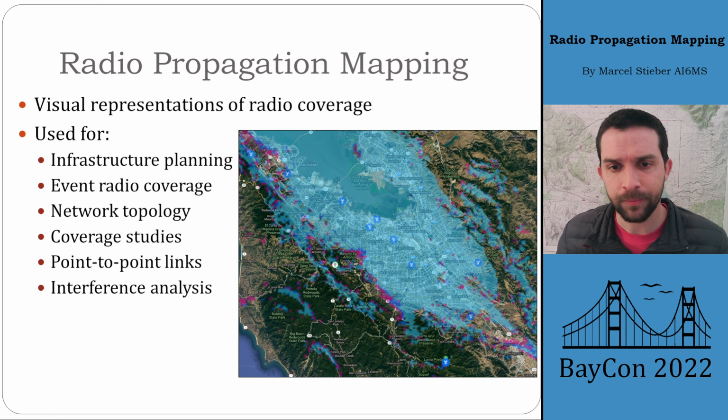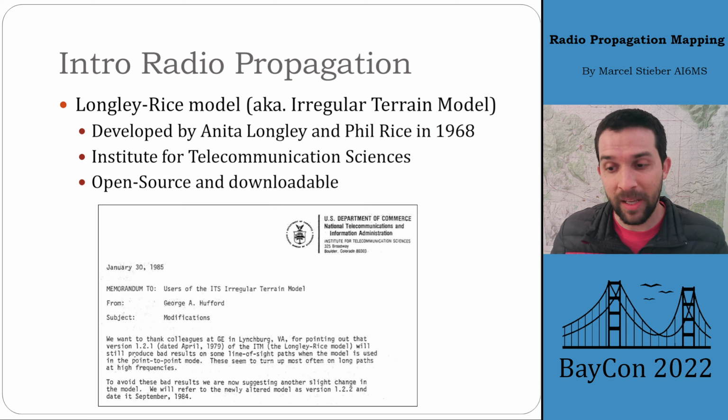So that's quite useful. When we look at the basics of radio propagation, it's always really interesting to look at the history. The fundamental algorithm that's typically used is known as the Longley-Rice Model, also known as the irregular terrain model. This was first developed by Anita Longley and Phil Rice in 1968 at what is now known as the Institute for Telecommunications Sciences.